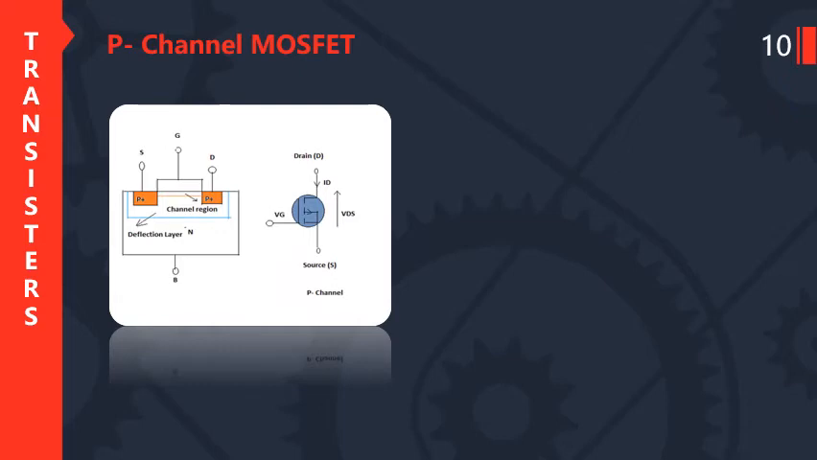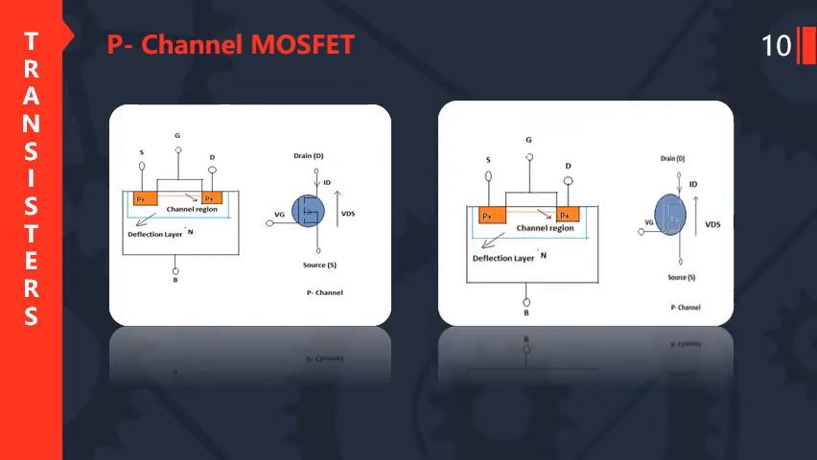So this is the block diagram for P-channel MOSFET, as well as the second one is a symbolic representation of P-channel MOSFET. So first one is called the enhancement mode and second one is called the depletion mode.